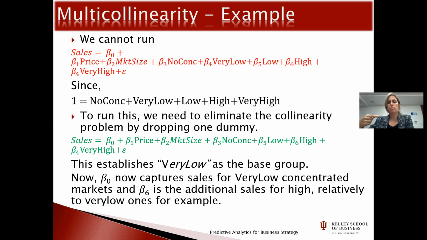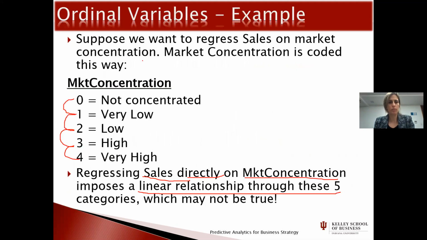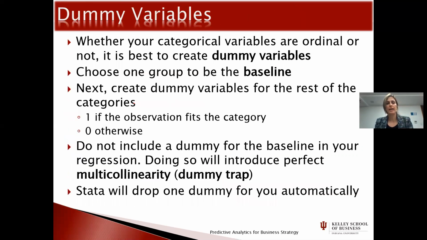So to avoid multicollinearity, what you want to do is drop one category. So here in your example, you have 1, 2, 3, 4, 5 categories. What you want to do is include only 4 dummy variables, not 5. If you include 5, you're going to end up in the problem called the dummy trap, right? Now, if you're running this in Stata, this is not going to be a problem because Stata will automatically drop one for you.